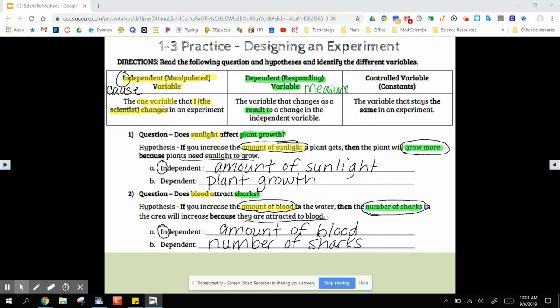We no longer are going to write the I believe statements. We will write it as an if, then, because statement.